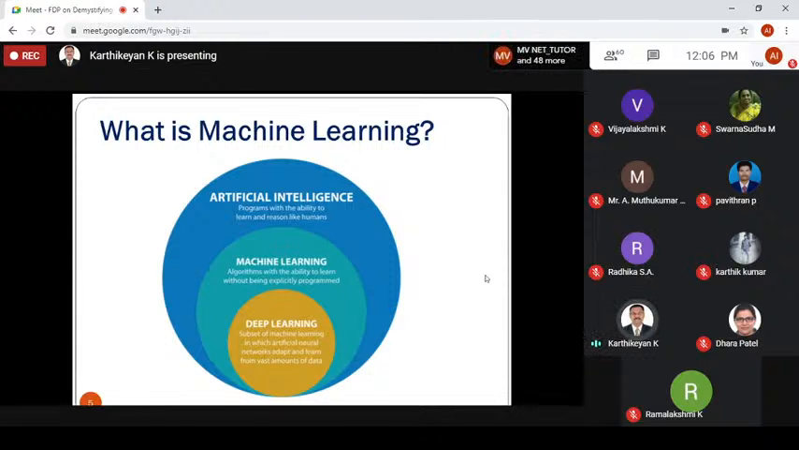Then machine learning, as I said, comprises so many techniques, not only neural networks. People will think that when we are talking about machine learning and deep learning, they are concerned with only neural networks. It is not only neural networks; it has so many wider algorithms. Okay, now this is about what is machine learning.